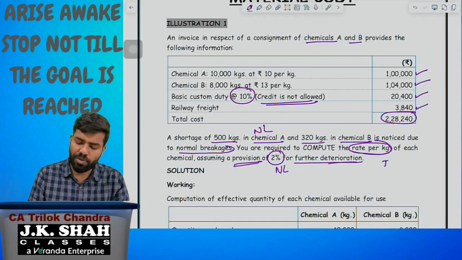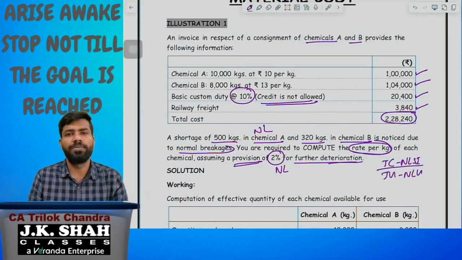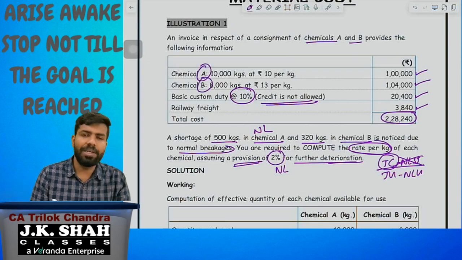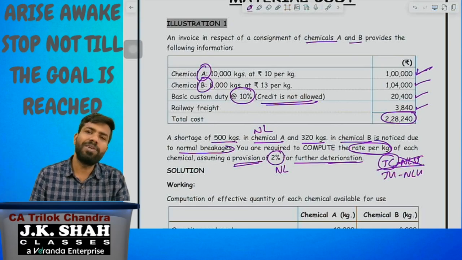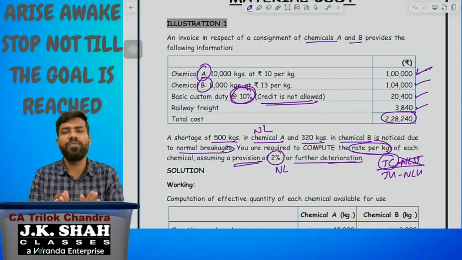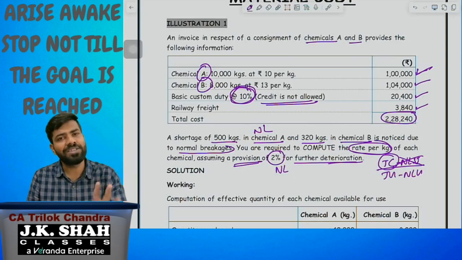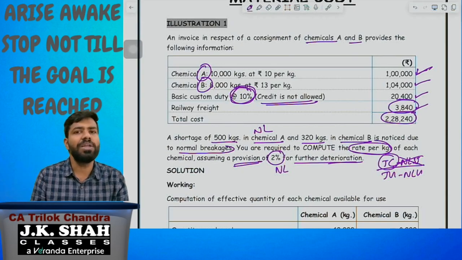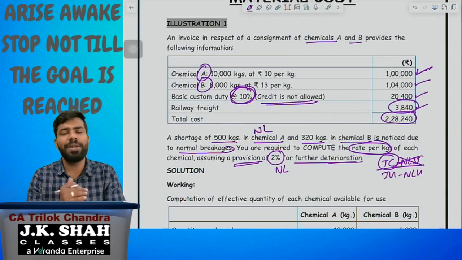How to calculate rate per kg? Total cost minus normal loss scrap income divided by total units minus normal loss units. In this question, normal loss scrap income is not given. So first we need to know total cost of chemical A and total cost of chemical B. Chemical A, 1 lakh is the purchase price. To that we need to add basic custom duty 10% and the railway freight. There is no confusion with the purchase price and custom duty, but railway freight they have given 3,840 rupees, which is for both chemical A and chemical B. On what basis are we going to apportion?